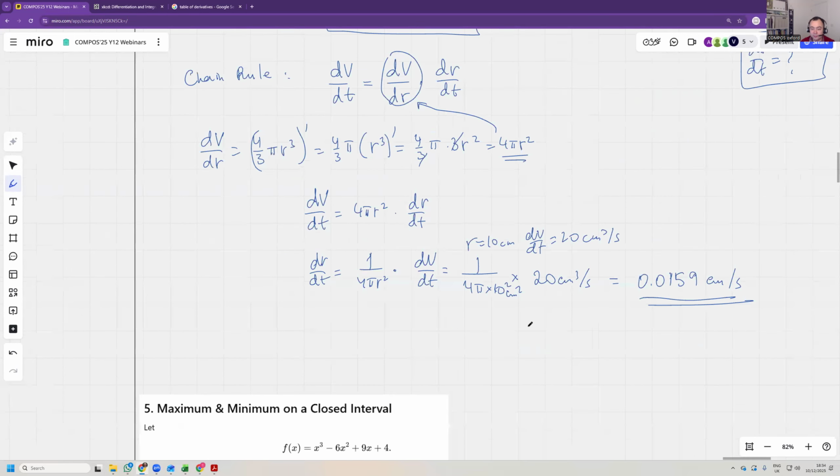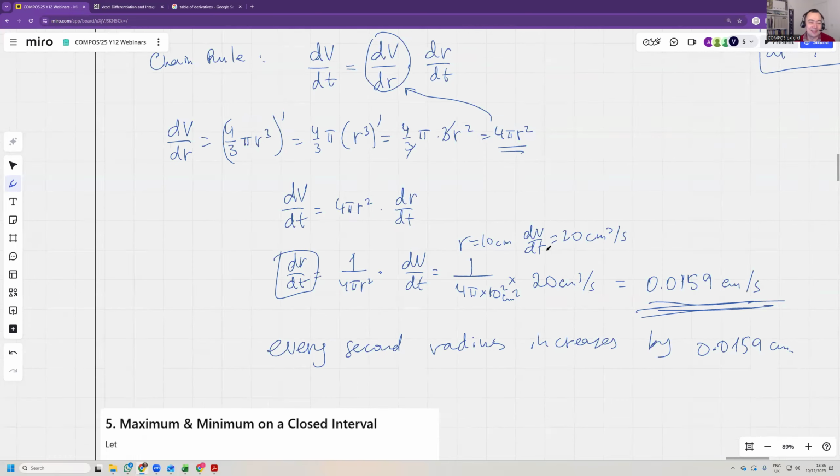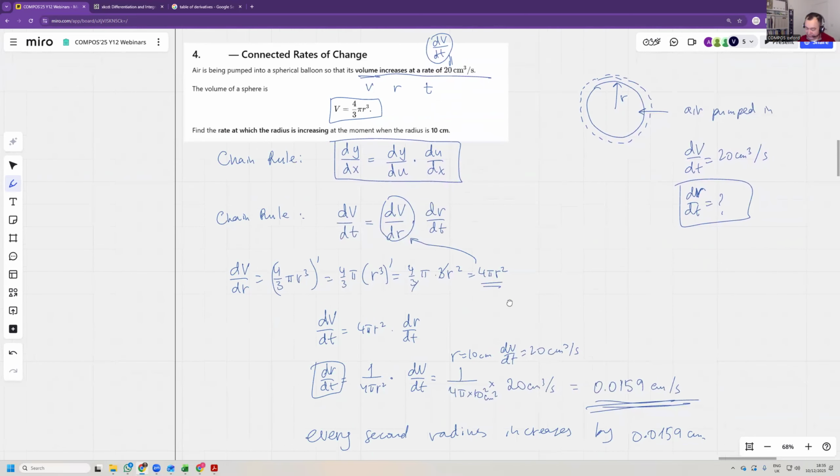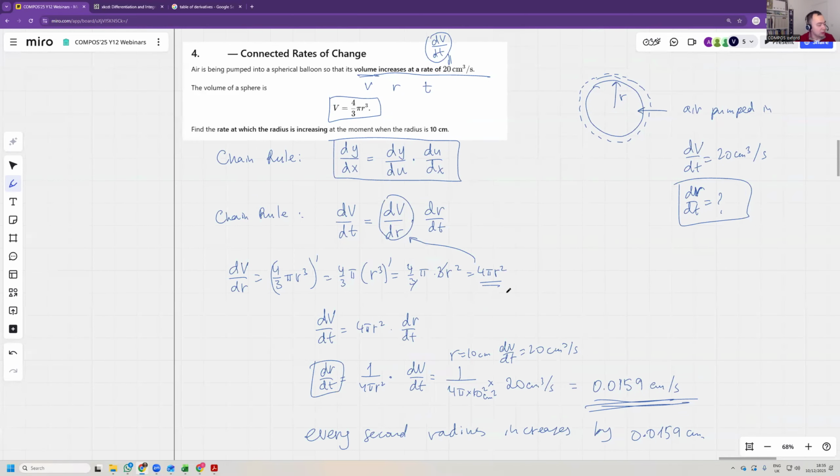So every second, the radius increases by 0.0159 centimeters. That's what it means when we say dr/dt is that. That's what the derivative is. Lovely. And that's called connected rates of change. It is also in your A-level syllabus, so if you haven't studied it yet, you can always open your textbook and have a look at it.